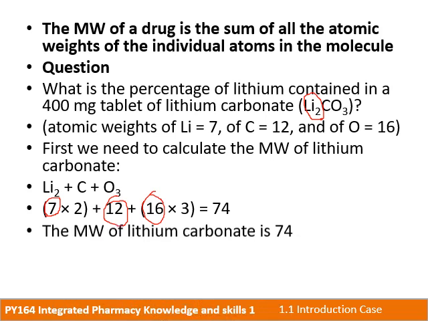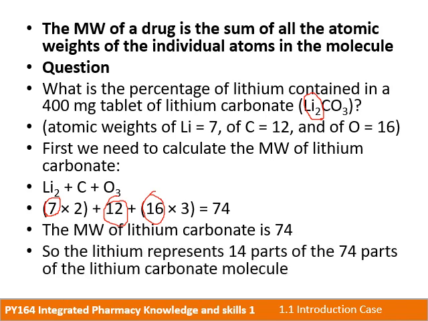But of that lithium carbonate, we have got 2 atoms of lithium. 2 atoms of lithium are 2 times 7, which is 14 parts out of the 74. So 14 parts of the 74 are lithium.